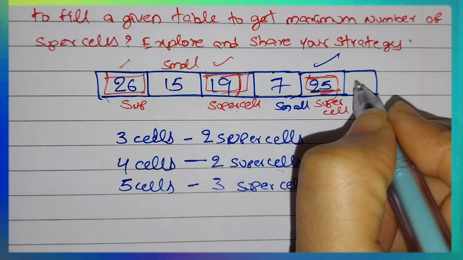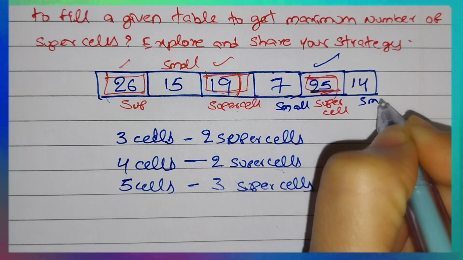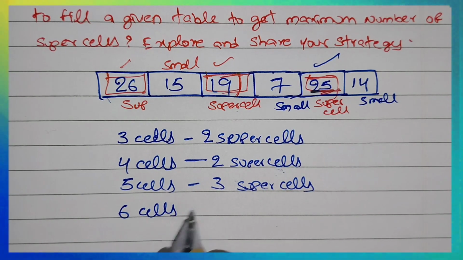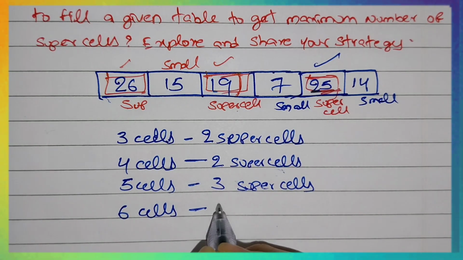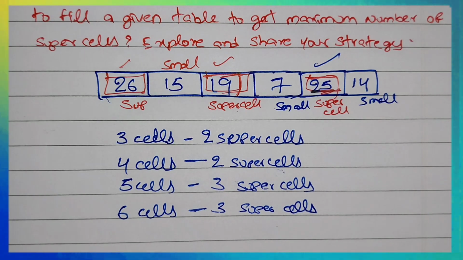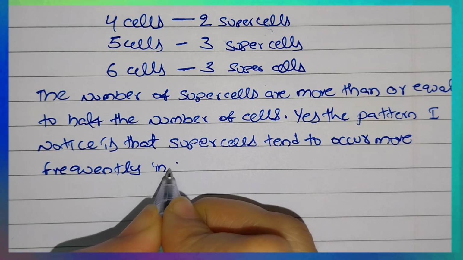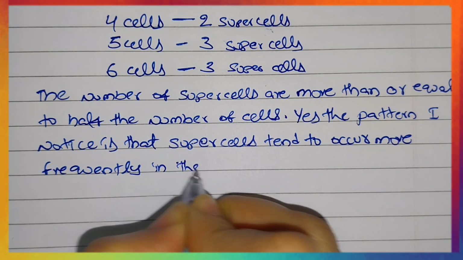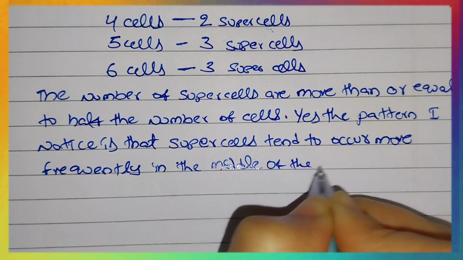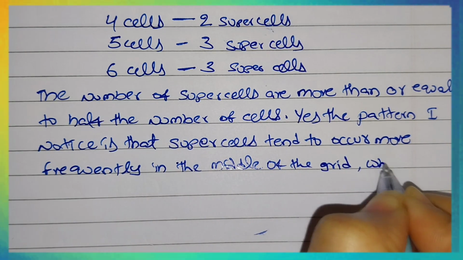Next I am adding another cell. Here I have to write a bigger number. 7 is small, 25 is bigger. So for 5 cells we got 3 supercells. Next I added another cell, so now there are 6 cells in total. 25 is a larger number, so for that we have to write a smaller number. I wrote 14. So for 6 cells we got 3 supercells. The number of supercells is more than or equal to half the number of cells.